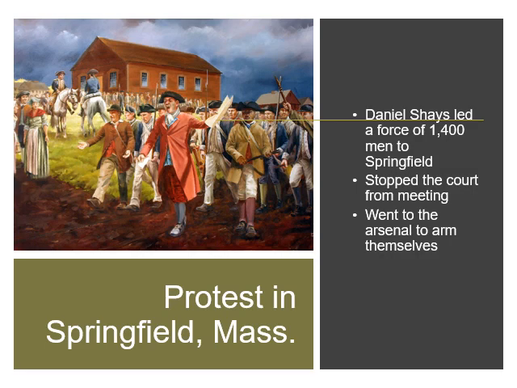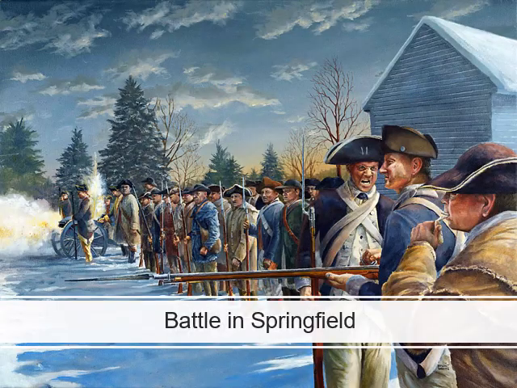They stopped the court from meeting. The court was confiscating the property. So this is the court that was actually taking the property from them. So they stopped them from actually meeting. So the idea is to stop them from taking the property. And then Shays led his men to the arsenal to arm themselves. So, what ensued is what's known as the Battle in Springfield.